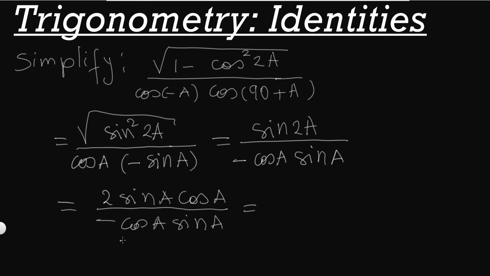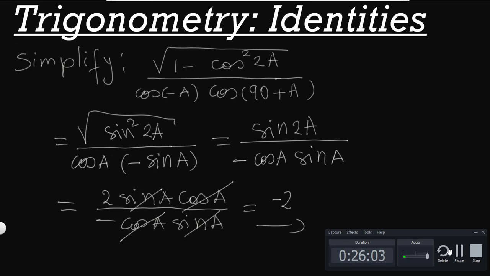So cos A divided by cos A is gone. Sin A divided by sin A is gone. Then you have 2 divided by negative, it will be minus 2. So that is the answer. Okay. Now let's go to the next example. Let me pause the video.